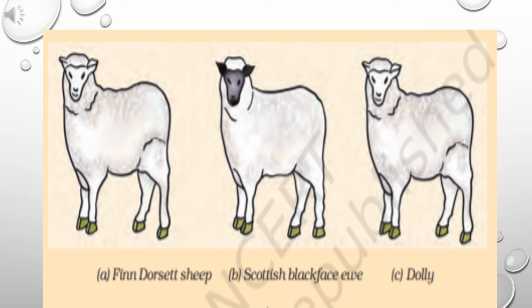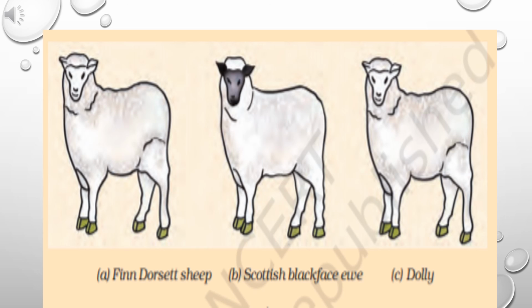Okay, for this, a cell was collected from the mammary gland of a female Finn Dorset sheep. And similarly, an egg was obtained from a Scottish Blackface ewe, children. So the nucleus was removed from the egg. Then the nucleus of the mammary gland cell from the Dorset sheep was inserted into the egg of the Scottish Blackface ewe, whose nucleus had been removed. So the egg thus produced was implanted into a Scottish Blackface ewe. And the development of this egg followed normally, and finally Dolly was born, children.